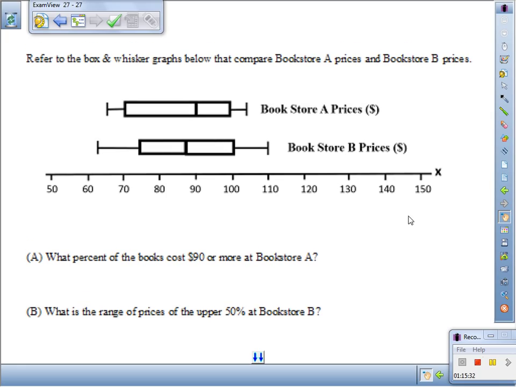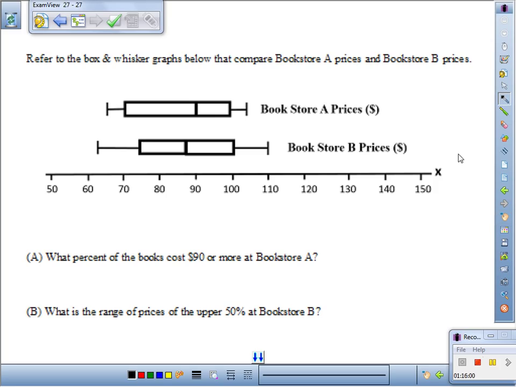Here we go. Refer to the box and whisker graph below it. Let me put this on. Refer to the box and whisker below to answer the questions. Let's see. What percent of books cost $90 or more at the bookstore A?